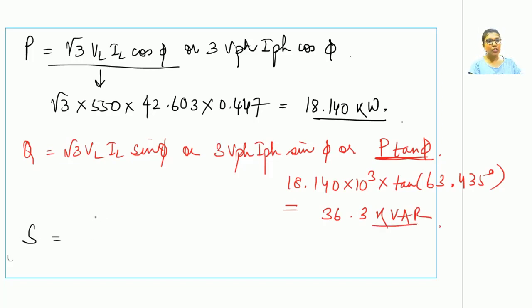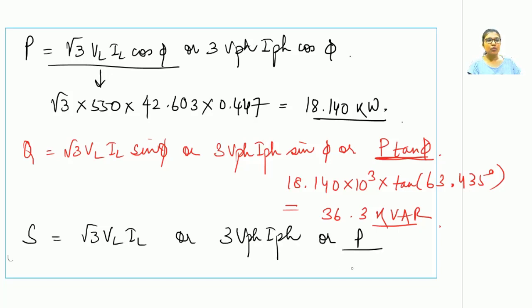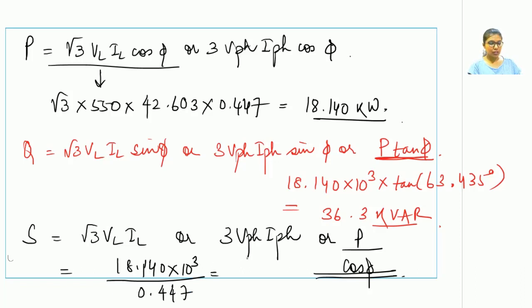There are again three expressions for apparent power, which are root 3 VL IL, or 3 times V phase I phase, or can be represented as P upon cos phi. I'll go with the last expression. P is given as 18.140 multiplied with 10 raised to the power 3 upon 0.447, which happens to be the power factor. So the apparent power comes out to be 40.5816 kilovolt amps. So this is how we figured out the different values of power.